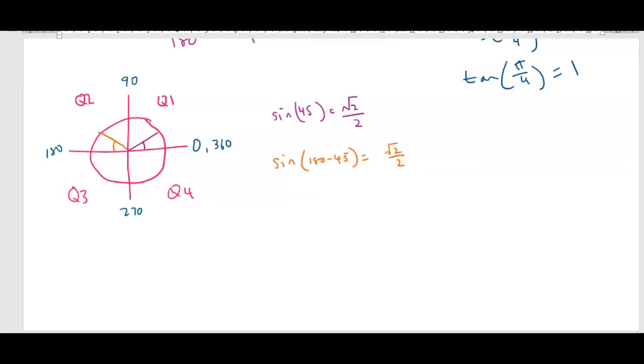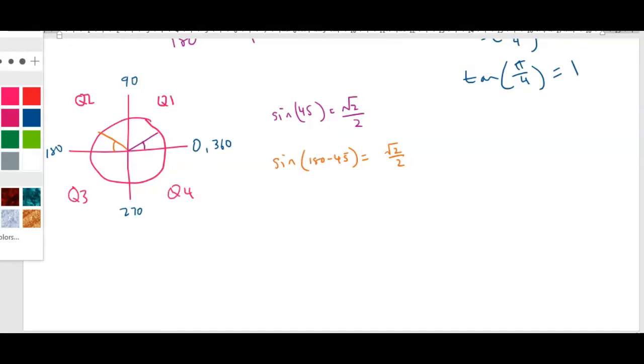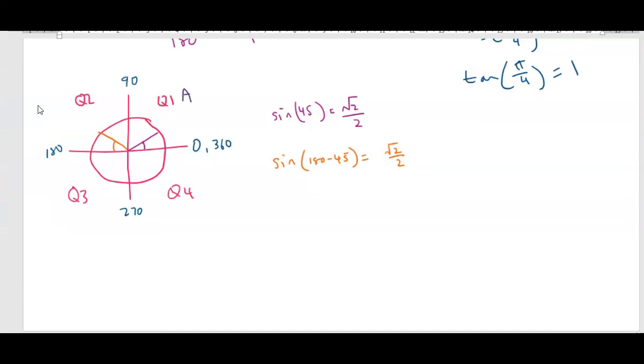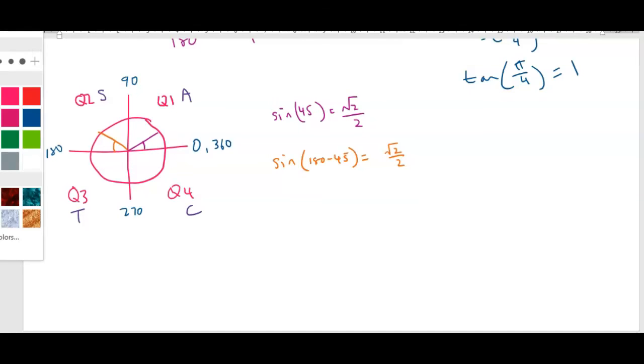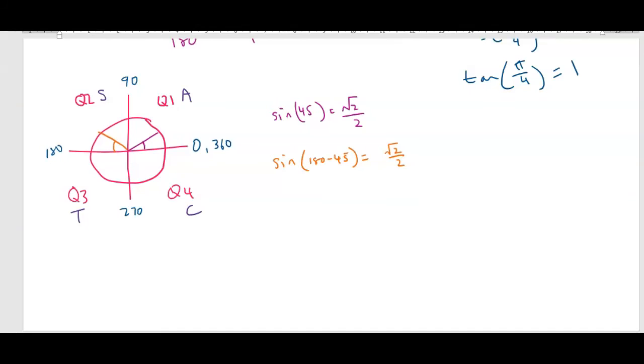So in quadrant 1, they're all positive. In quadrant 2, only sine is positive. In quadrant 3, tan is positive. And in quadrant 4, cos is positive. So for my sine of 180 minus 45, which I probably should write, sine 180 minus 45 is 135. It's a positive. You don't need to write the positive in there, but I will. So root 2 on 2.